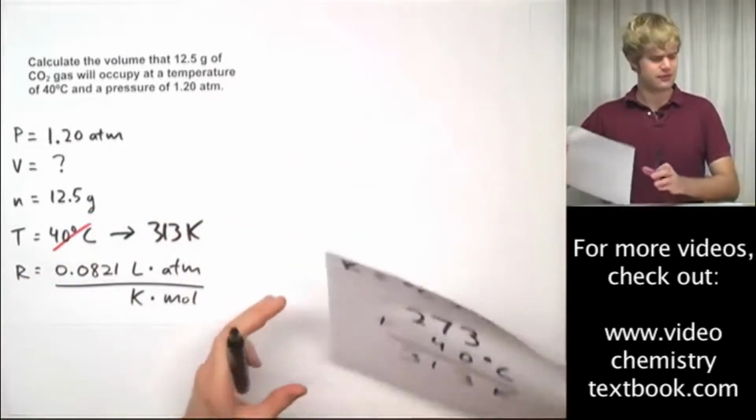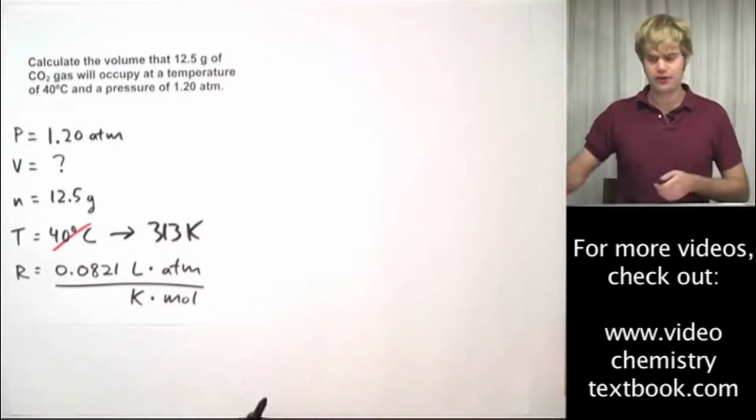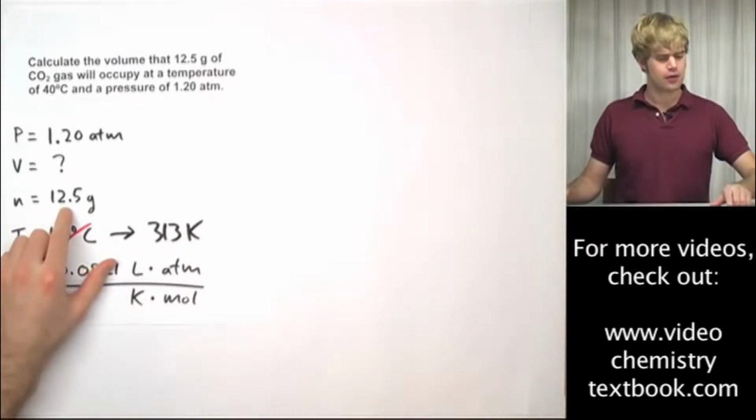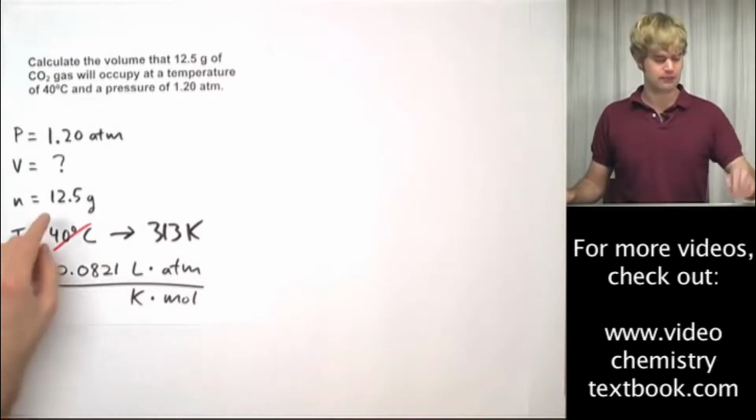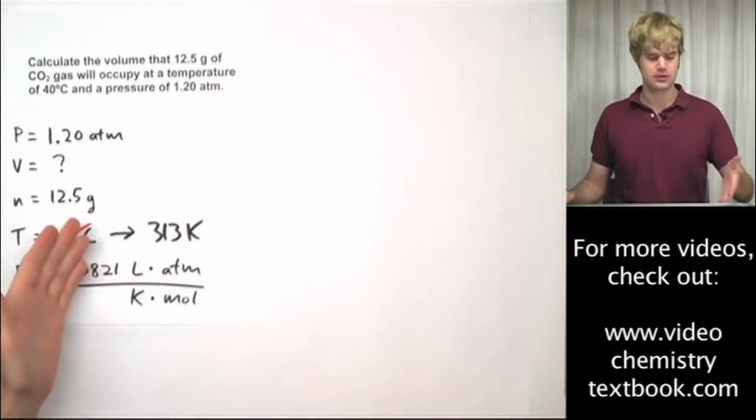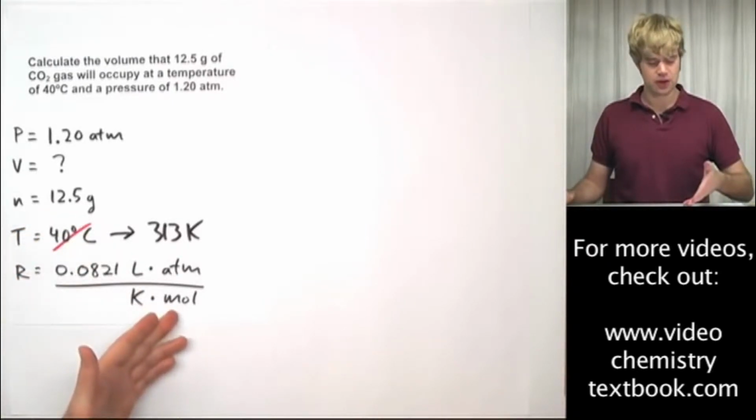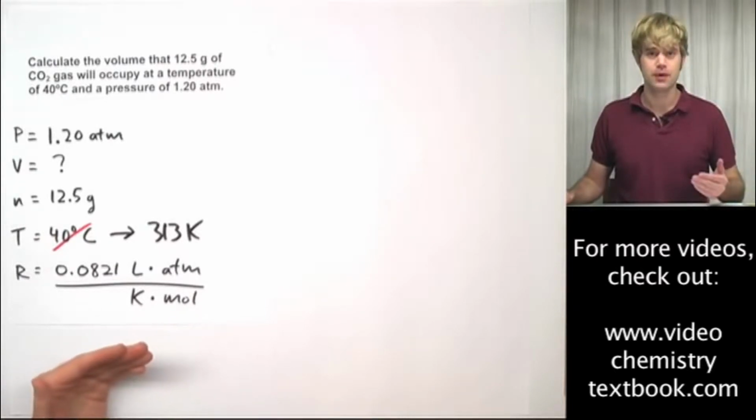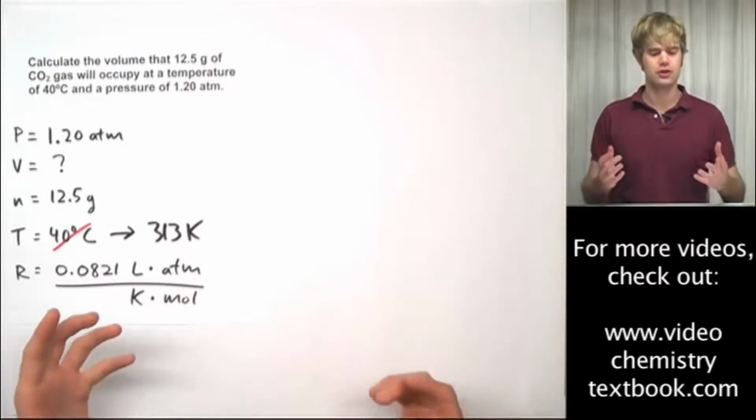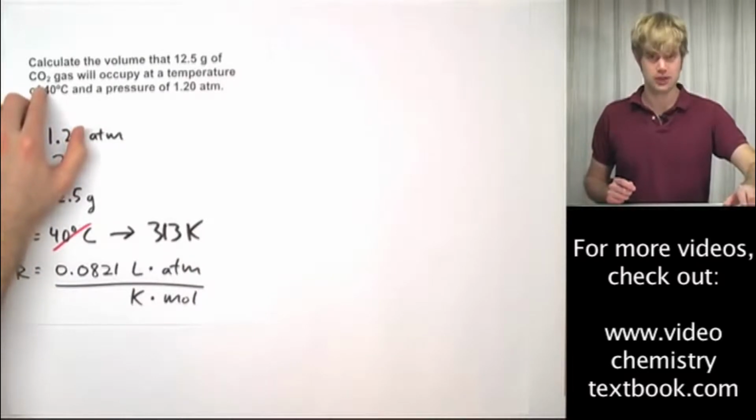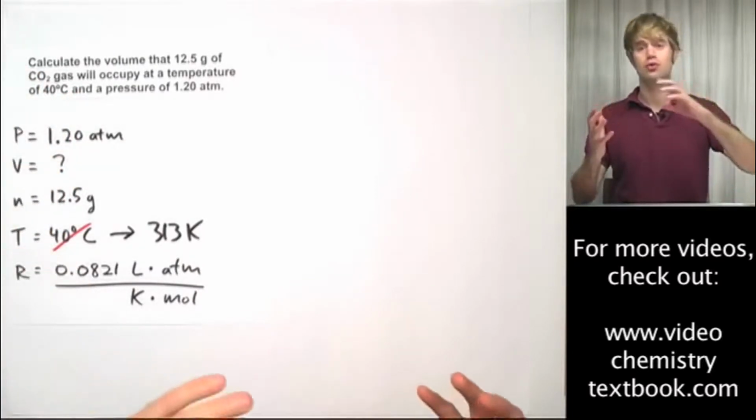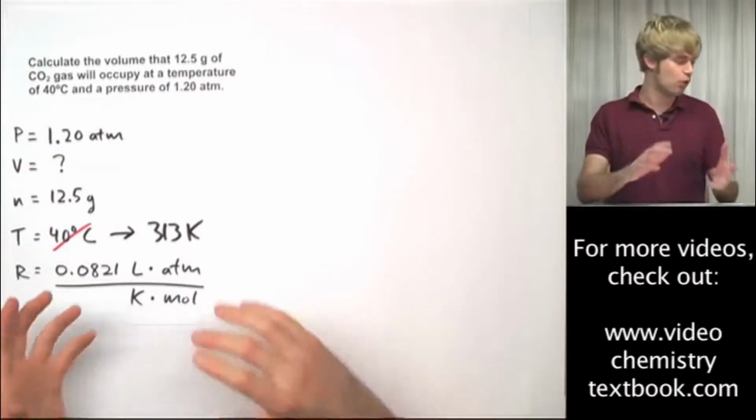The next thing that we have to do, though, is look here at the amount of gas we have, n. Right now, it's reported in grams, 12.5 grams. But to use it in the ideal gas law, it needs to be in moles. So this means that we're going to have to use the molar mass of CO2 to convert from grams of CO2 into moles of CO2.